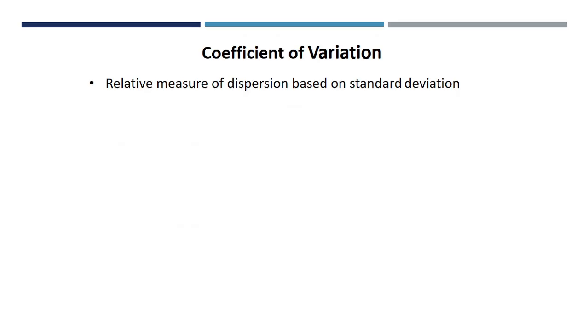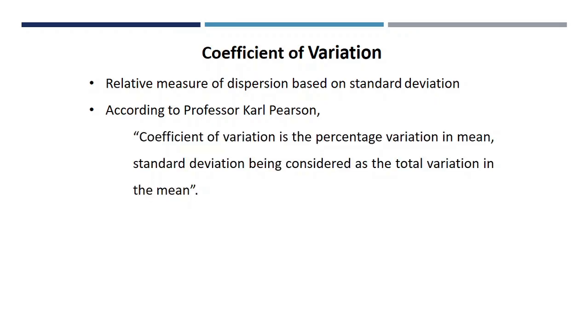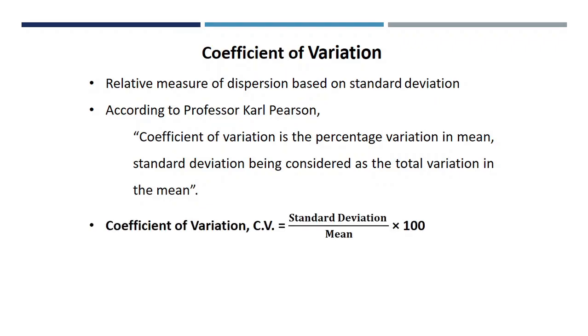Coefficient of variation is a relative measure based on standard deviation. According to Professor Karl Pearson, a famous statistician, coefficient of variation is the percentage variation in the mean, standard deviation being considered as the total variation in the mean. It is calculated using the formula: coefficient of variation, in short CV, is equal to standard deviation of the distribution divided by mean of the distribution, into 100.